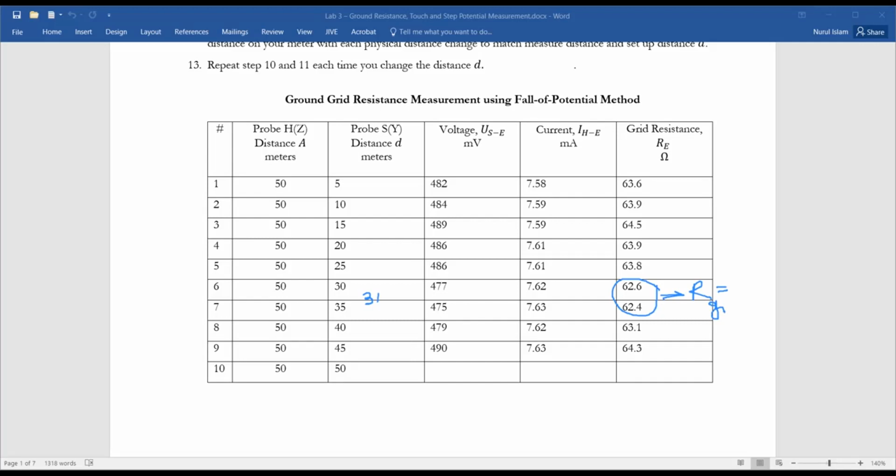You have to be very clear about where you have to measure the ground grid resistance. Okay, makes sense? Okay, so that's how you'll define it.